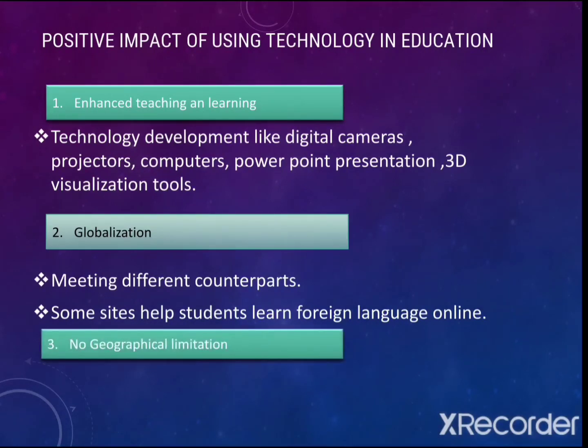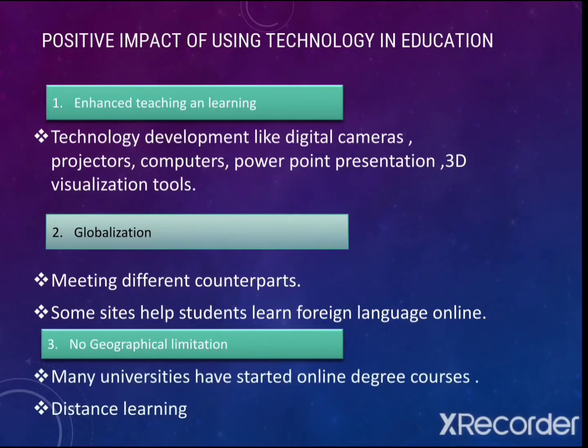Number 3. No geographical limitation. Many universities have started online degree courses that students can join. Distance learning nowadays has become a very important part of the education system.